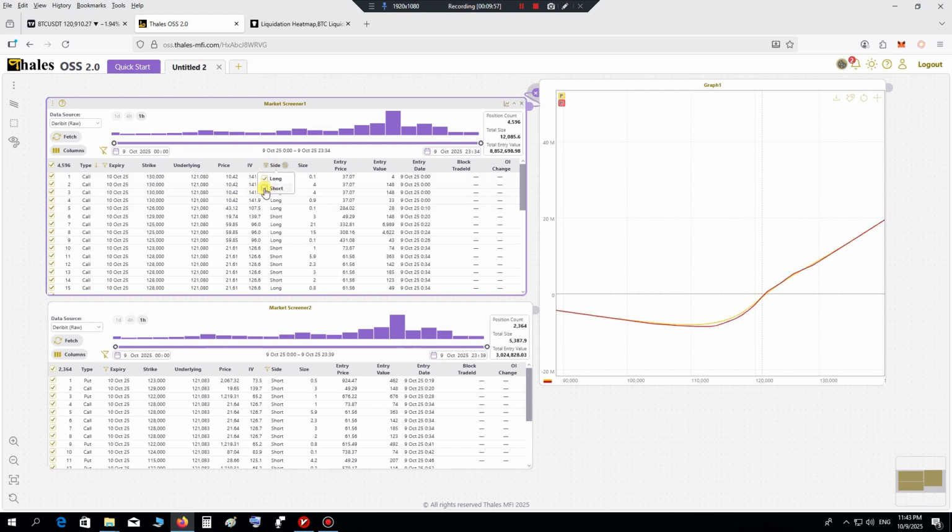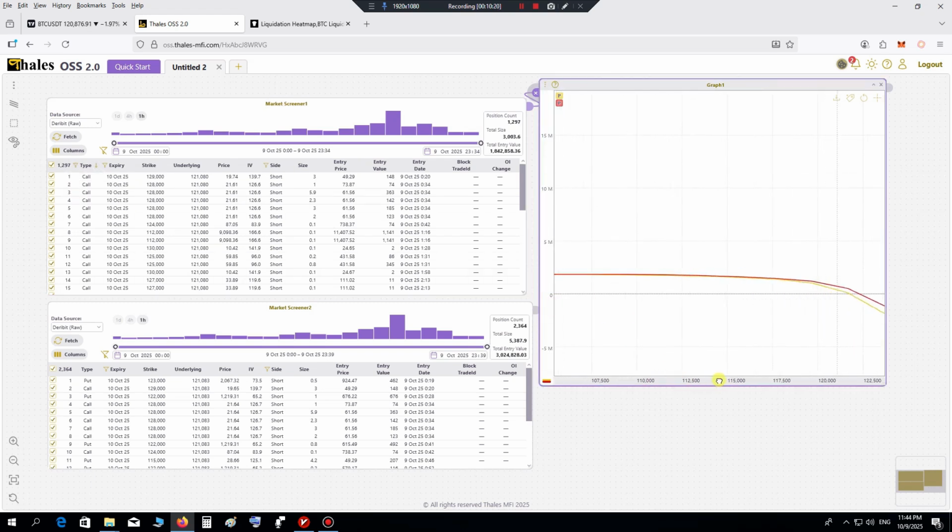Here, you can see how many sell contracts there are. Out of the 12,000, 5,400 Bitcoin contracts are sell contracts, and out of this number, 3,000 of them are call option sells, and 2,300 are put option sells. As you can see, the number of call option sells is higher.